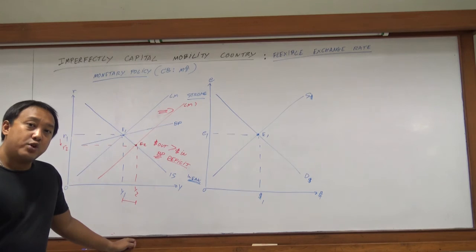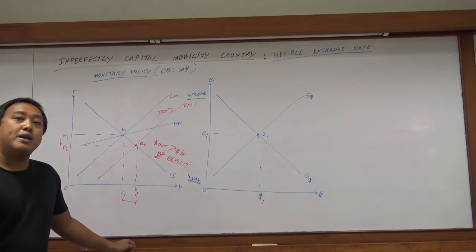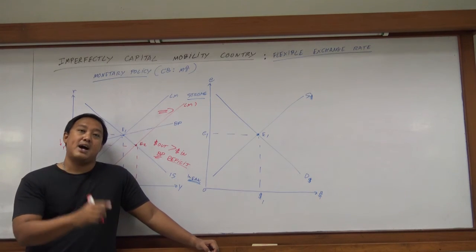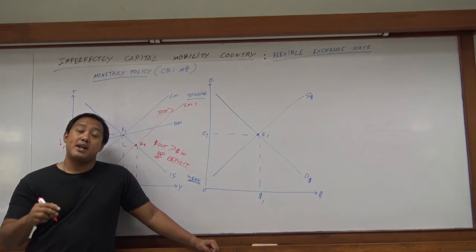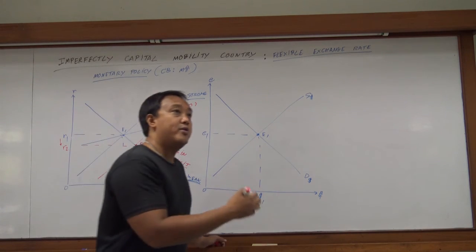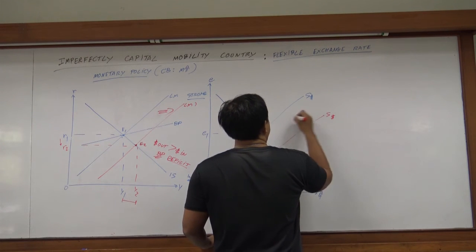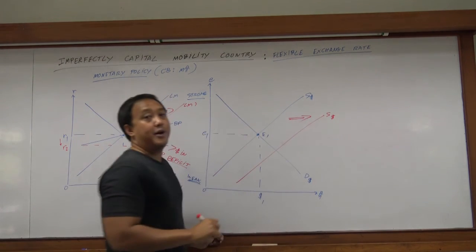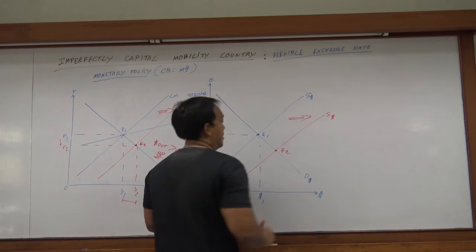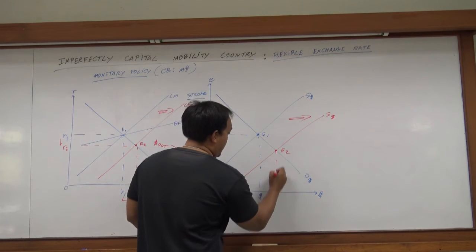When the money moves out of the country, they need to sell the currency. When the money moves out from the USA to Japan, they need to sell US dollars and buy Japanese yen. So they need to sell more US dollars. When they sell more US dollars, the supply of US dollars shifts to the right. The equilibrium point moves from E1 to E2.